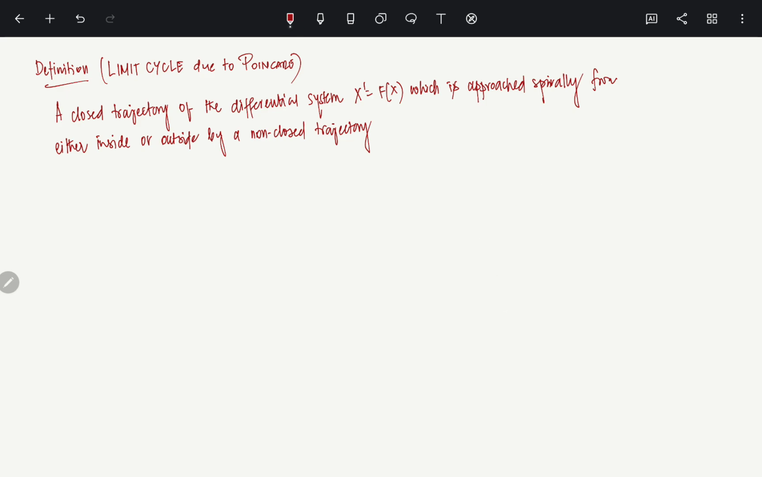Now the thing is, by a non-closed trajectory, what am I saying? It's approached spirally from either inside or outside by a non-closed trajectory, either as t tends to infinity or as t tends to minus infinity, is called a limit cycle of 1. I hope the definition is clear.